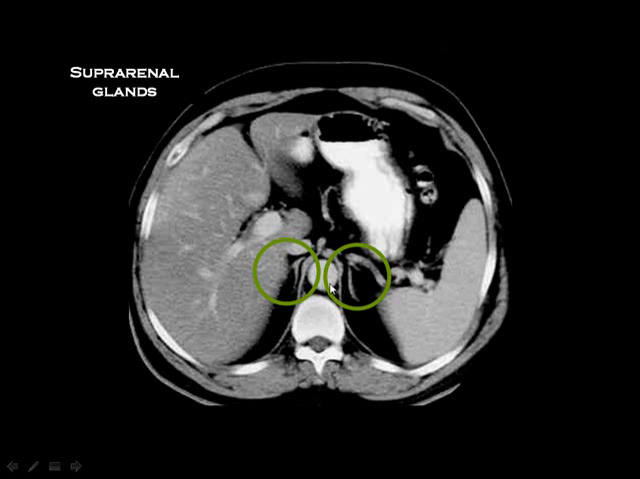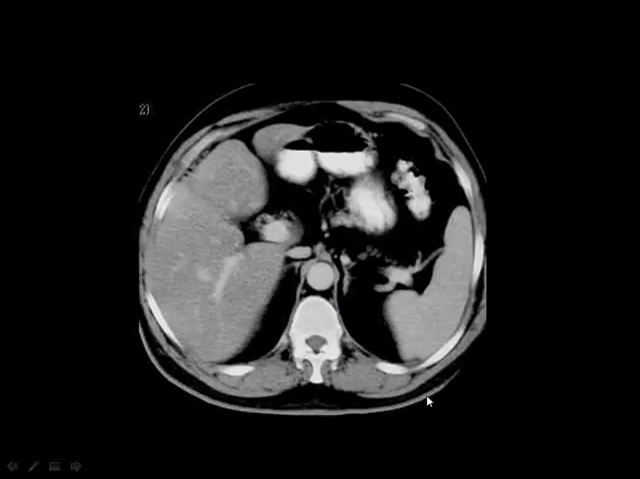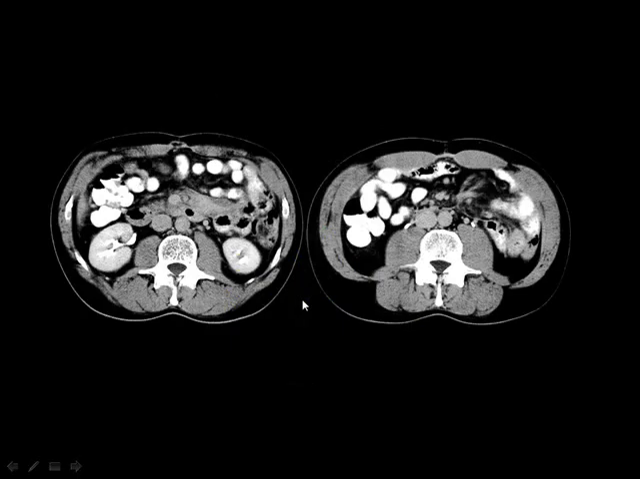The suprarenal gland appears normally like the inverted Y above the renal bed, and this is usually seen in cases where you have adequate retroperitoneal fat. If you don't have adequate retroperitoneal fat, as in children or slim patients, you cannot see the suprarenal gland. But here there is adequate fat in the retroperitoneum. You can see the left suprarenal gland, and you can see also the right suprarenal gland.